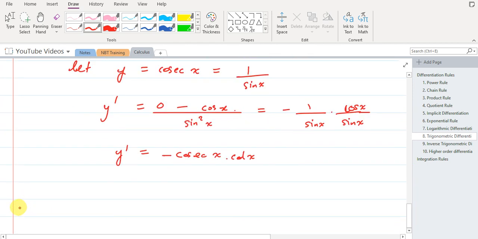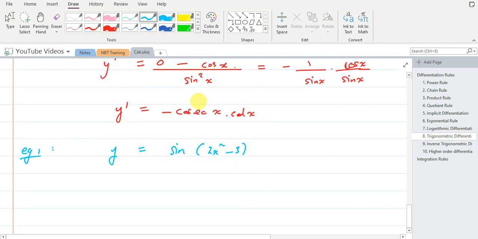Let's differentiate. Now how do we differentiate? Let's take an example. Now we are doing the actual example because those were just proofs. So example 1, we will get stuff to differentiate like this. We get y is equal to sine of 2x squared minus 3. How do we differentiate it? We start from the outer and go to the inside, so we are applying the chain rule.